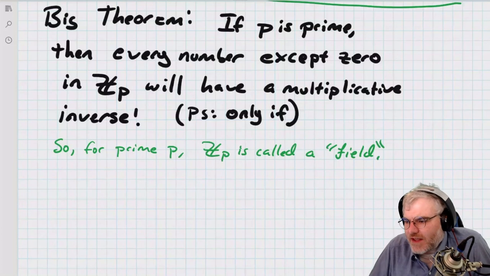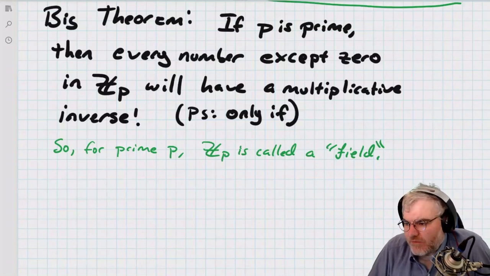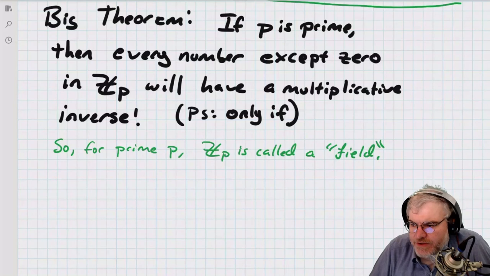And we call these things fields. If every number but zero has a multiplicative inverse and it's already a ring, we call it a field. And again, another term that you don't need to know, but you can look up.